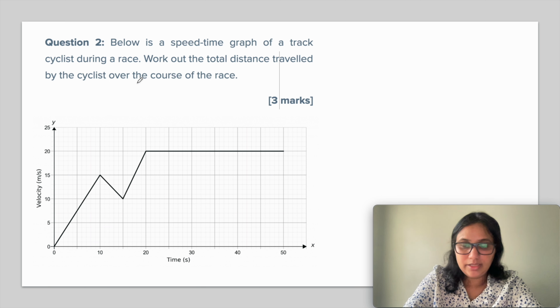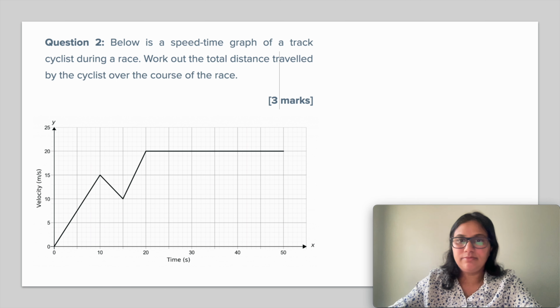The question here is, below is a speed time graph for a track cyclist during a race. Work out the total distance traveled by the cyclist over the course of the race. The graph is given here. So you need to calculate the total distance traveled.